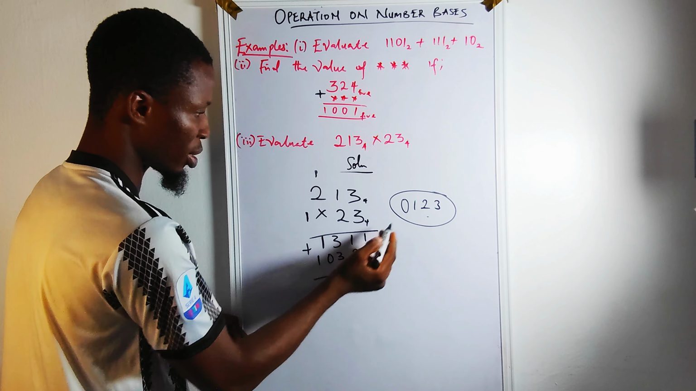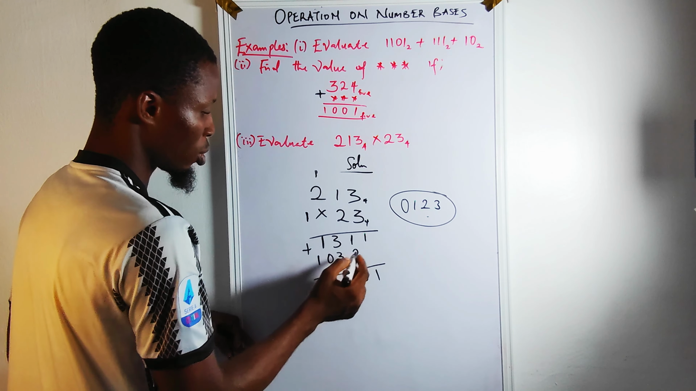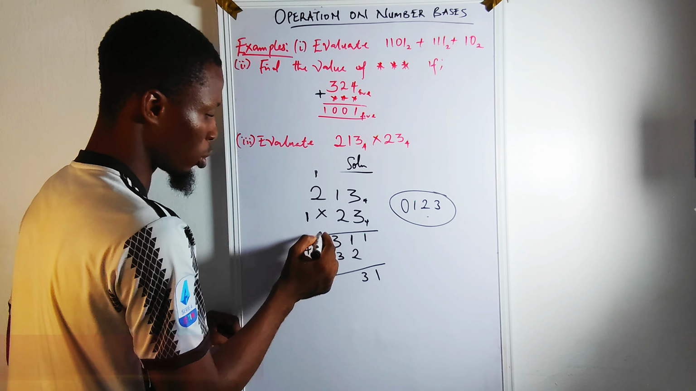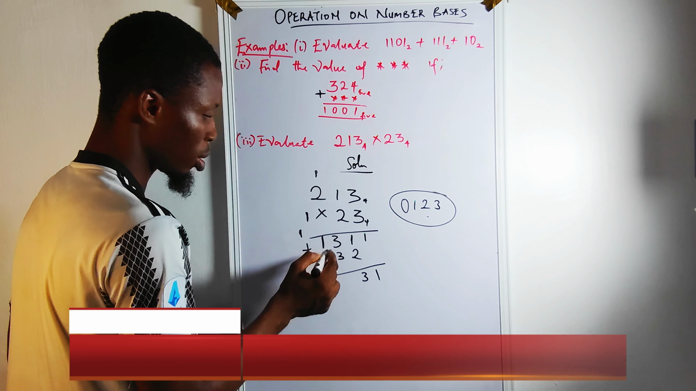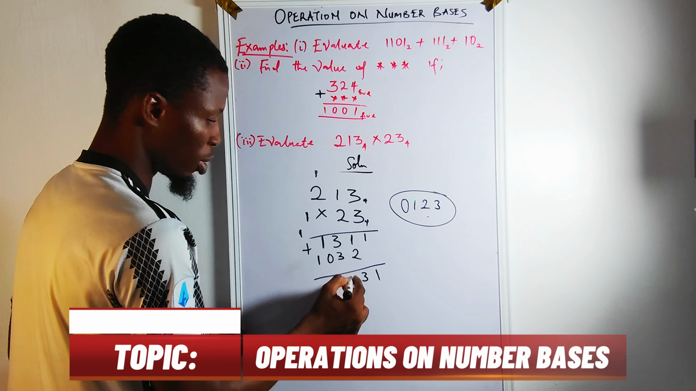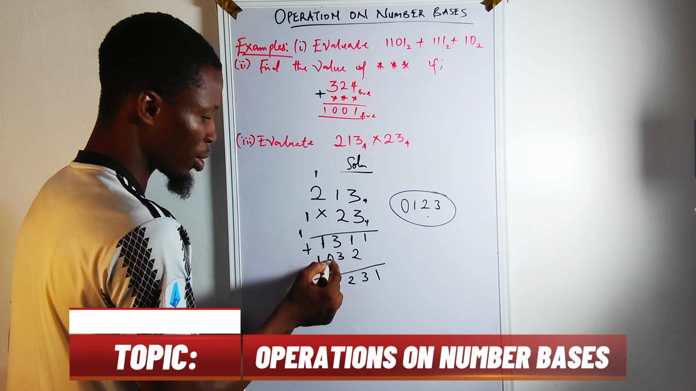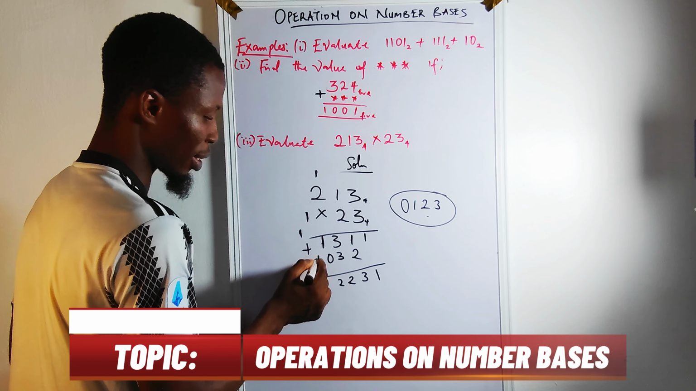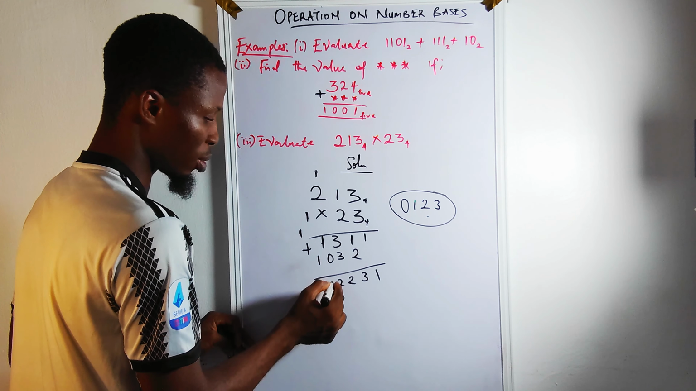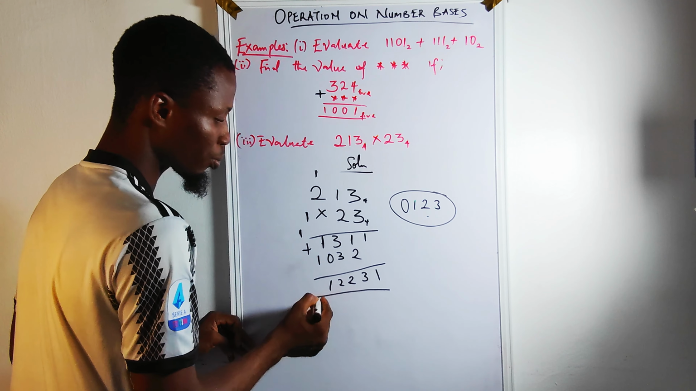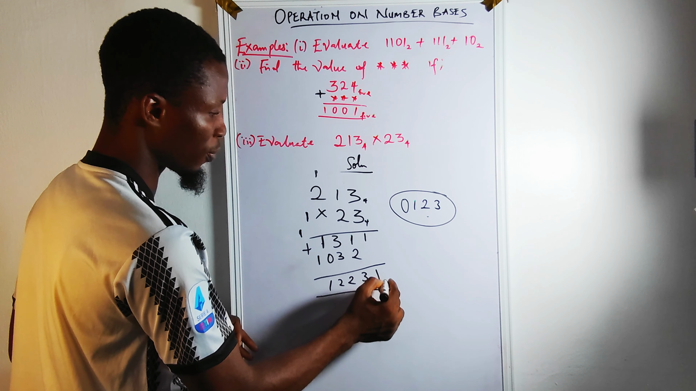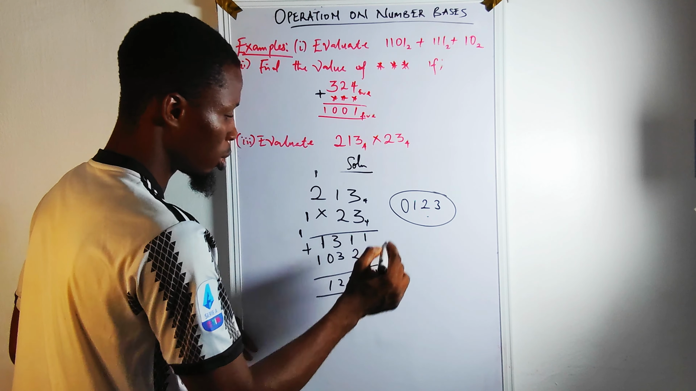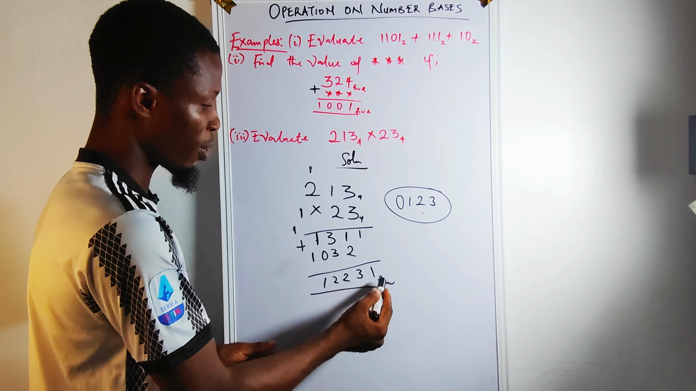3 plus 3 is 6. 6 is not a member. So 6 divided by 4 is 1. We keep the 1 here. Remainder 2. 1 plus 0 is 1, plus 1 is 2. Then lastly, 1 plus nothing is 1. So this is in base what? Don't forget base 4. So 1, 2, 2, 3, 1, base 4.